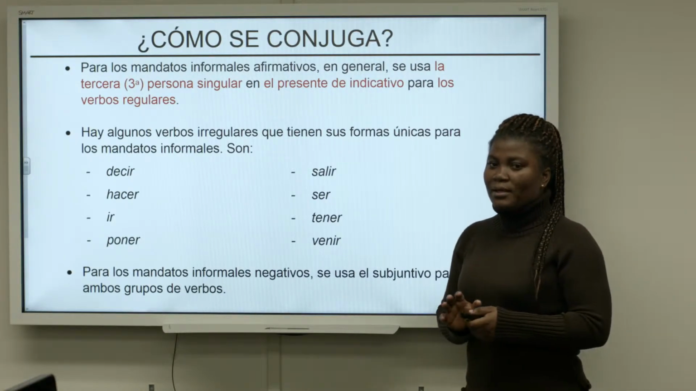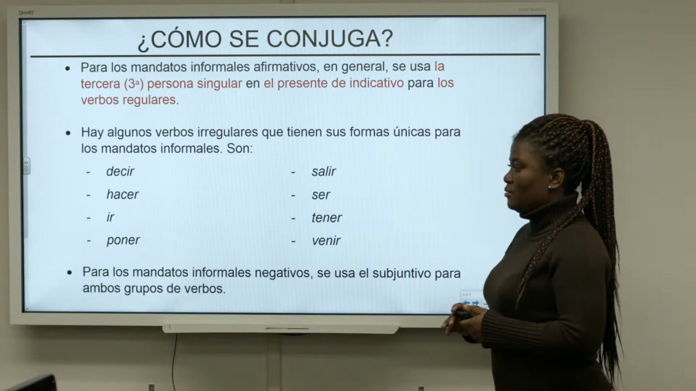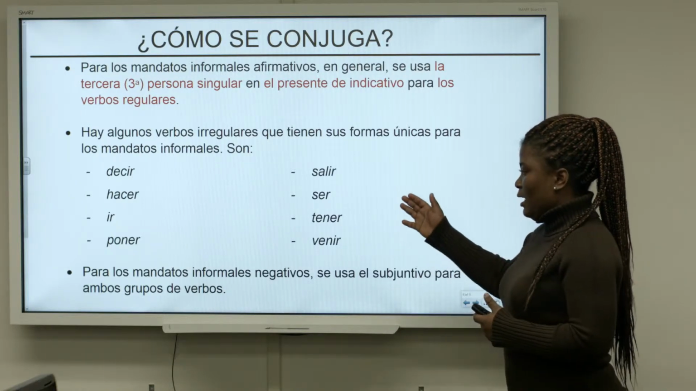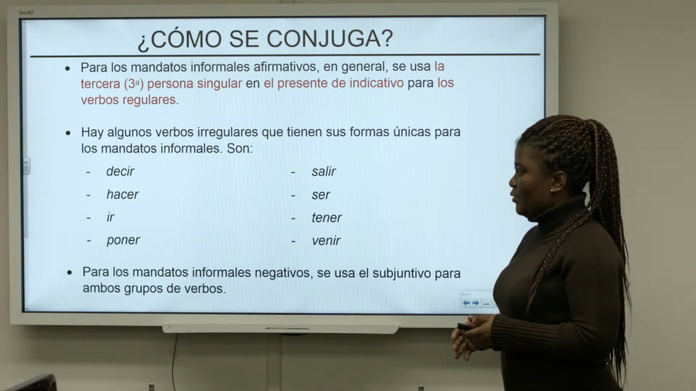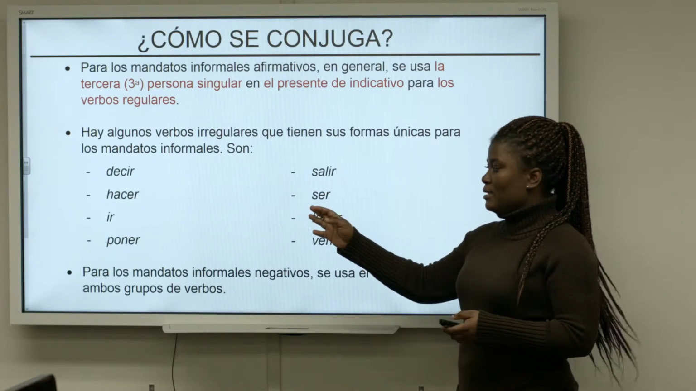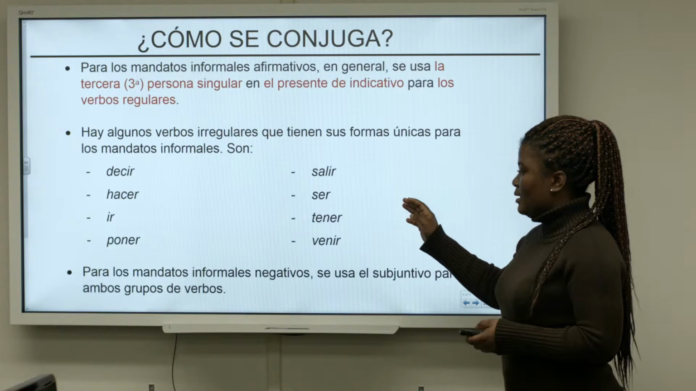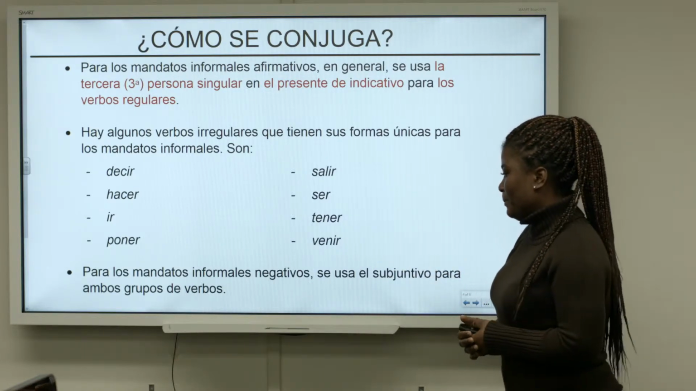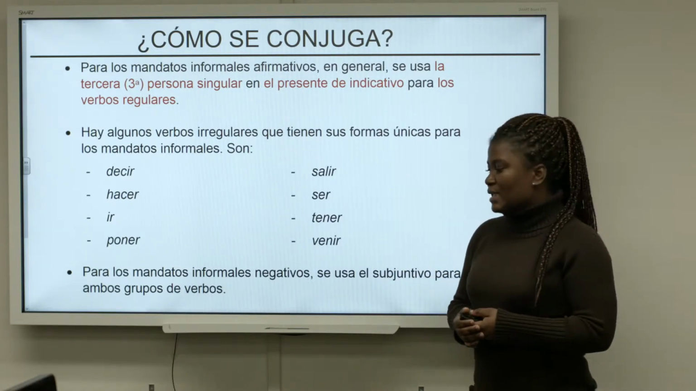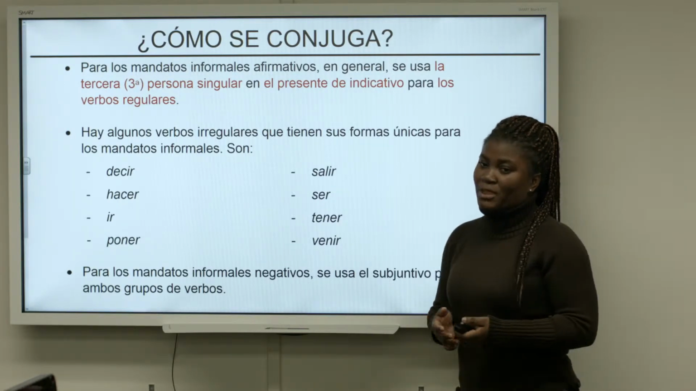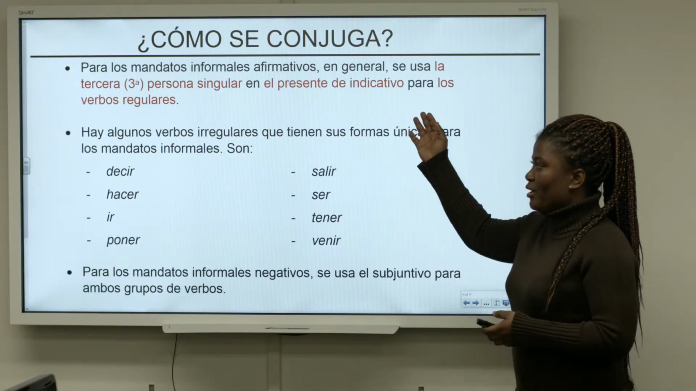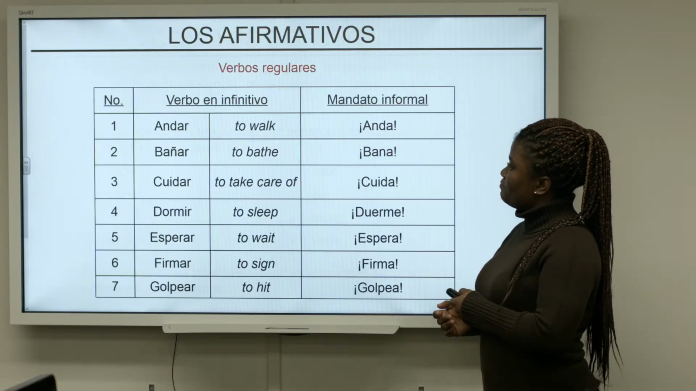Now, there are some irregular verbs when it comes down to the informal commands. I have listed them here. We will take a look at them in the course of the video. We have decir, hacer, ir, poner, salir, ser, tener, venir. Now, for the negative commands, which are informal, we use the subjunctive for both regular and irregular verbs.